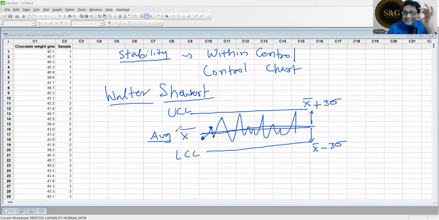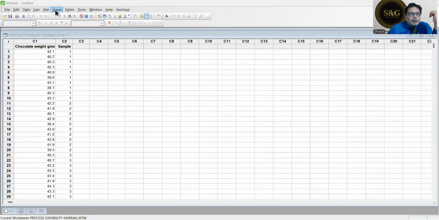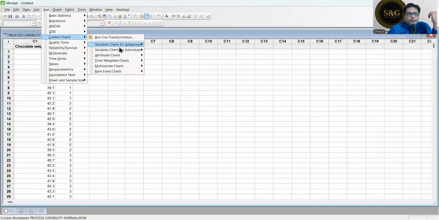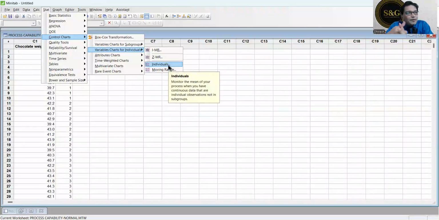So first, let's do stability. Then I will explain the concept. Go to Stat, Control Chart, Variable Control Chart for Individuals, Individual. Let's do the first basic control chart and see. Stat, Control Chart, Variable Control Chart for Individuals, Individual. Everybody just follow this path.